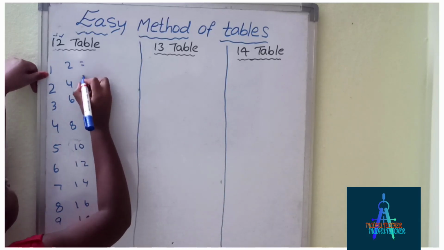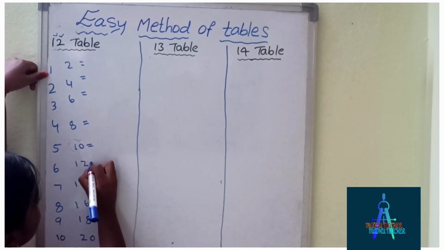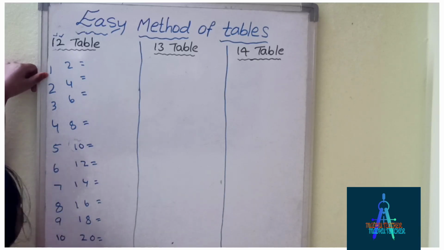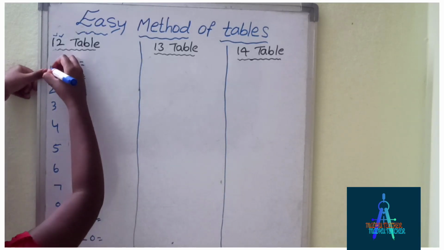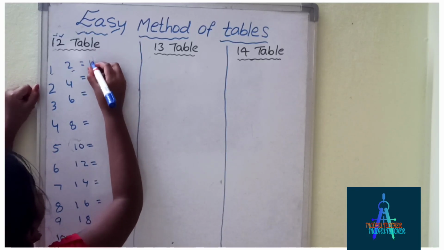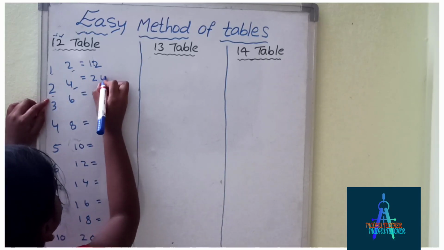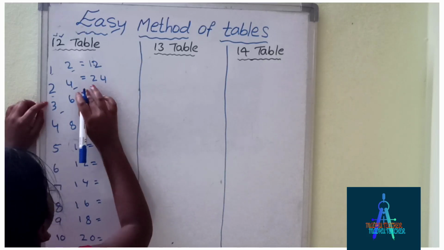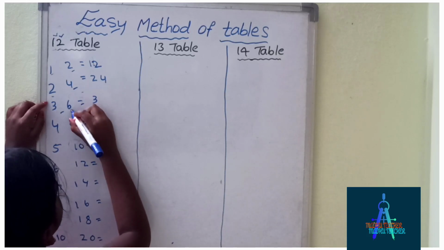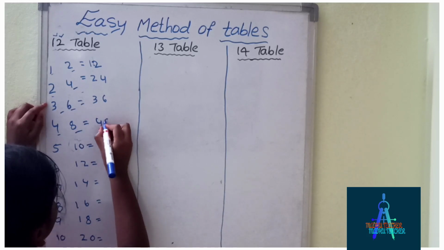Next, easy for you, we must skip 10 times. One as it is, two as it is. Next, here also two as it is, four as it is. Next, three as it is, six as it is. Next, four as it is, eight as it is.